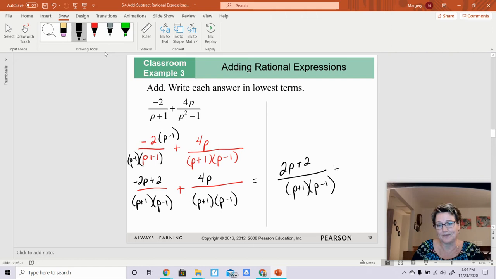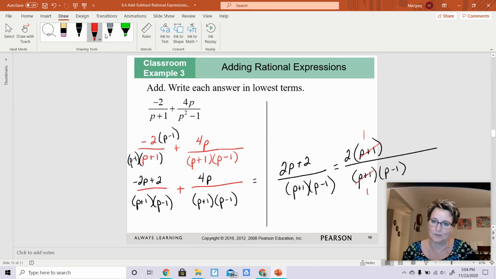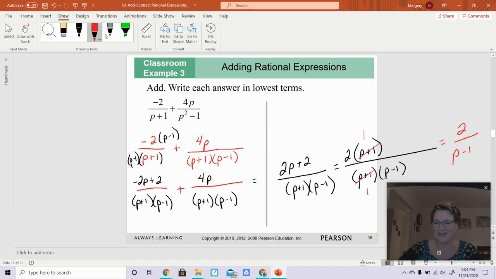There you go. So now what's going to happen is I have p plus 1 times p minus 1. I notice in the numerators they both share a 2. So if you can get rid of something, remember whatever's divided by itself is 1. So that goes to 1 and that goes to 1. So my answer is 2 over p minus 1. And you're finished. That's it for that one.